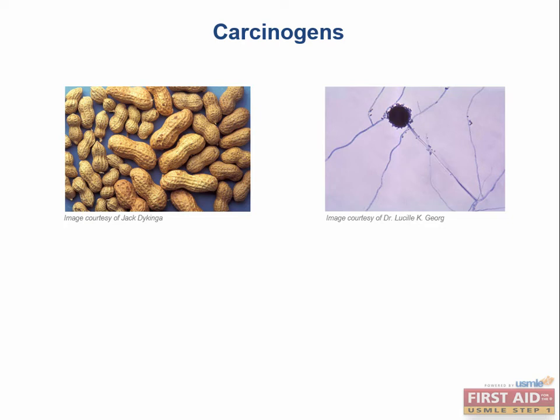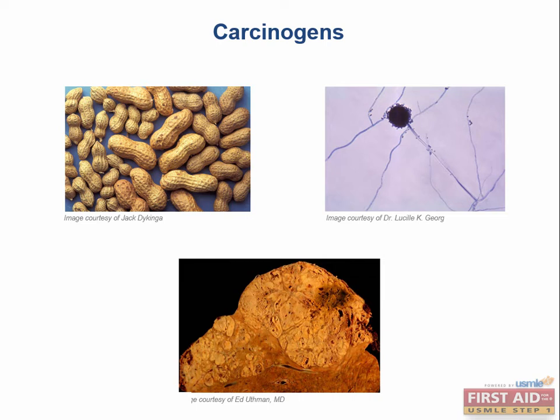Aflatoxin B. And what type of cancer does it cause? Huh? Already talked about it before. Hepatocellular carcinoma of the liver. Good.